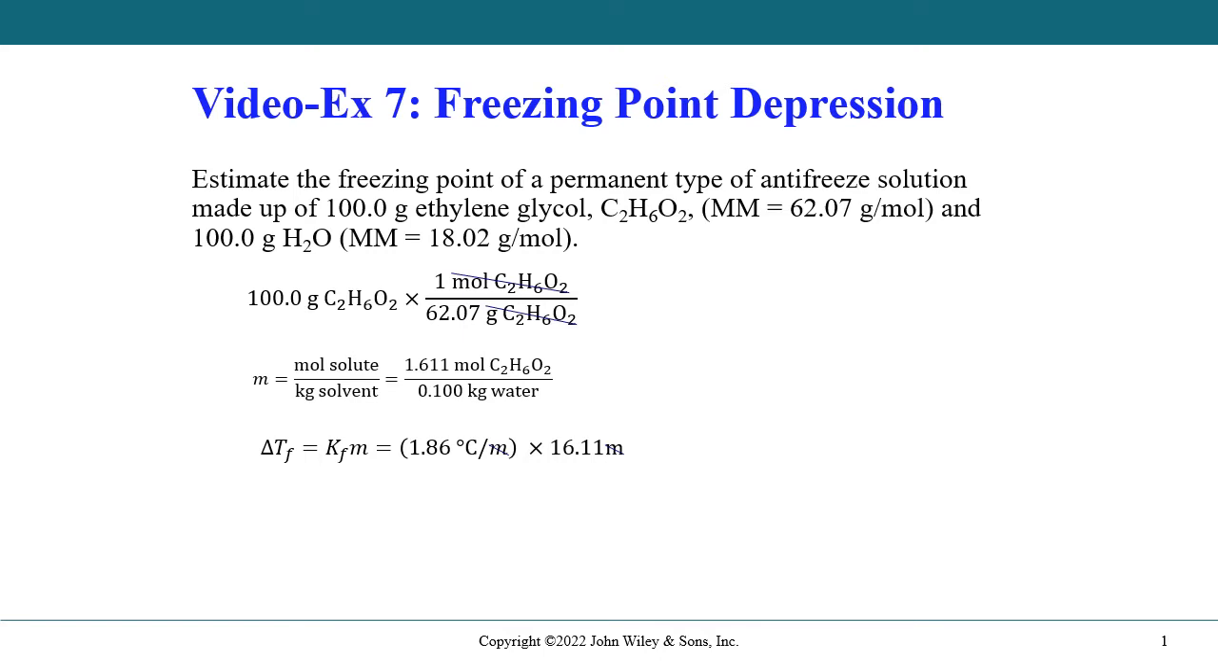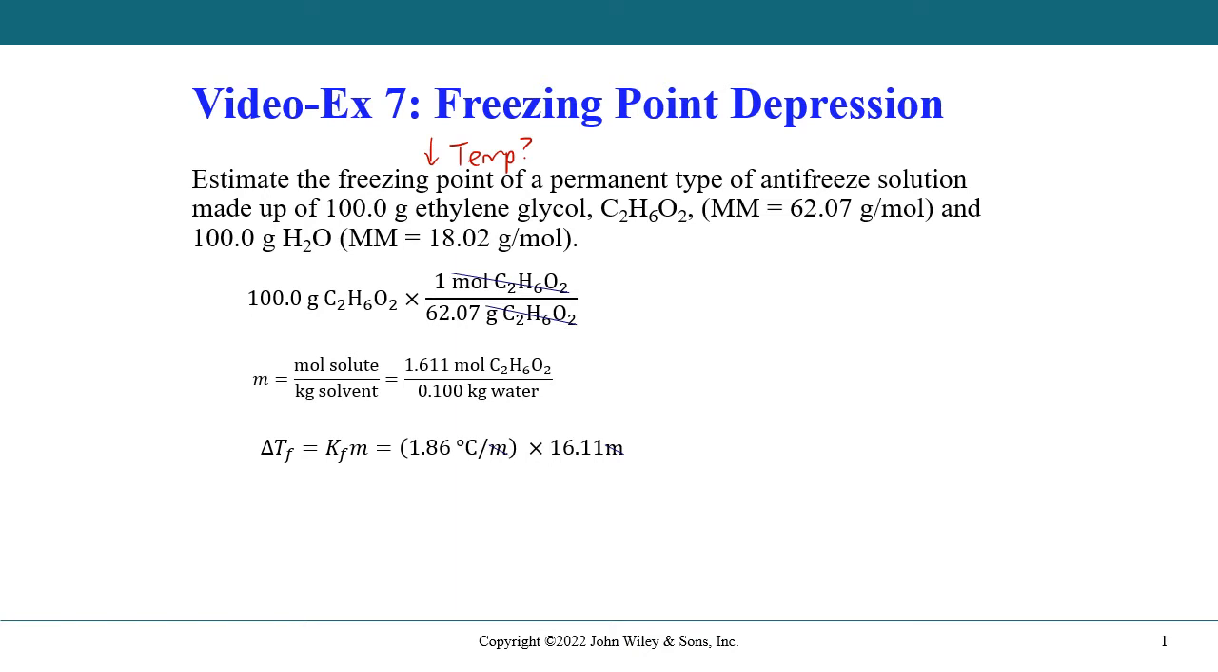We're going to work with freezing point depression, and we're asked to calculate the freezing point. Okay, so this essentially means a temperature. We need to find what is the temperature of a permanent type of antifreeze solution made up of 100 grams of ethylene glycol. The formula is given, the molar mass is given, and 100 grams of water, which obviously the molar mass of water is given.